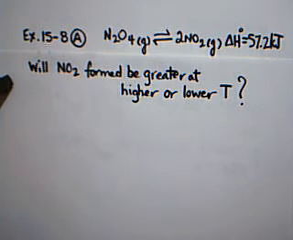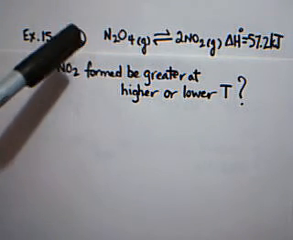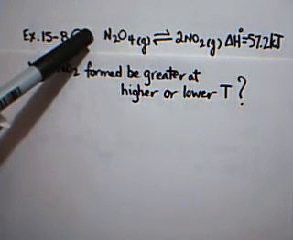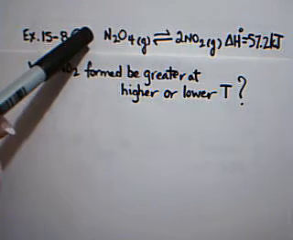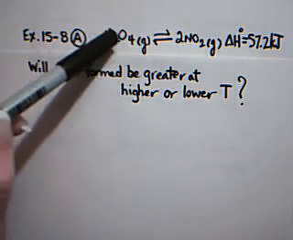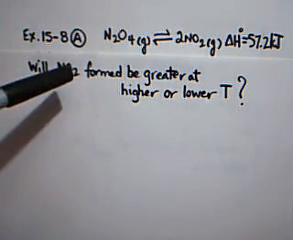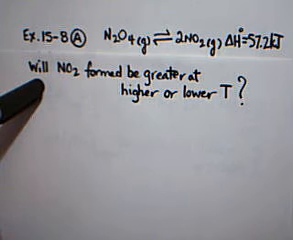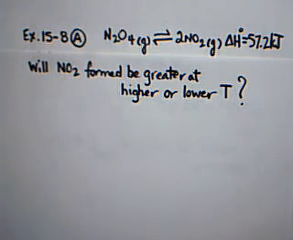And so the question says, will the NO2 formed from this reaction, will that amount be greater at a higher or a lower temperature? Well, if I perform an endothermic reaction at a higher temperature, that drives the equilibrium forward. And so the amount of NO2 formed would be greater at a higher temperature rather than a lower temperature. And that's because this reaction is endothermic.